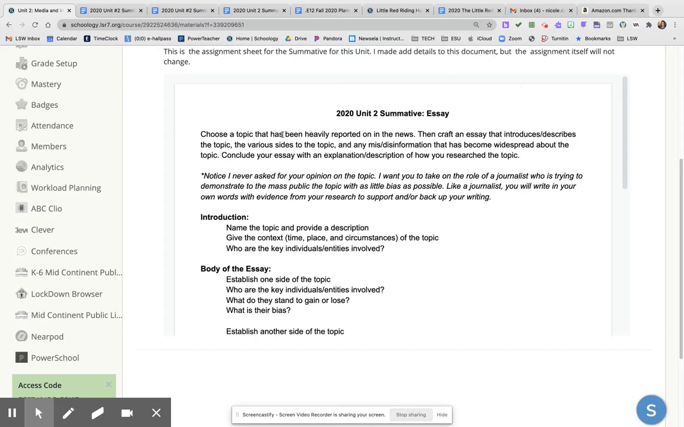But essentially, you're going to choose a topic that has been reported on in the news. Then you are going to conduct an essay that talks about the various sides of the topic and includes any mis or disinformation that has been widespread. It's very important that you never share your opinion on this topic, especially right now.